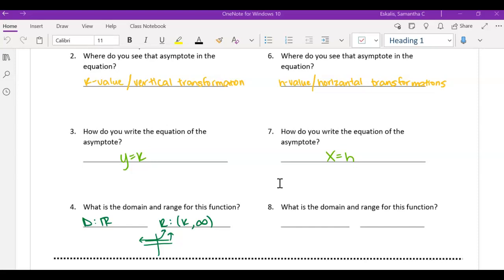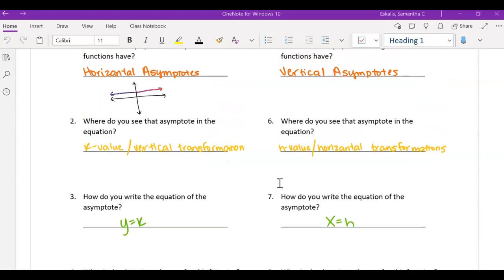Our domain and range for logarithms is exactly opposite. Our domain is our h value to infinity. So if we were to see a function or a sketch of that, it would look like this. Here's our asymptote. Here's our log function. It would start at the asymptote and go towards infinity. And our range for all logarithmic functions is all real numbers, or from negative infinity to positive infinity.